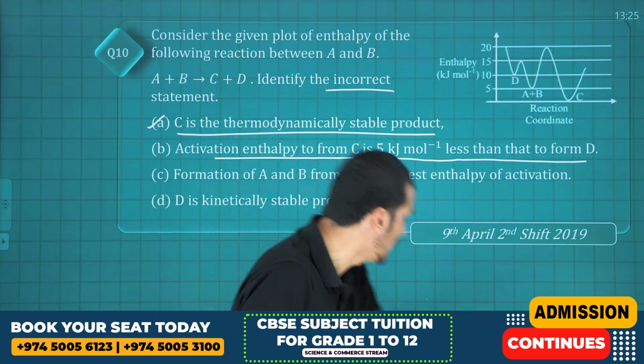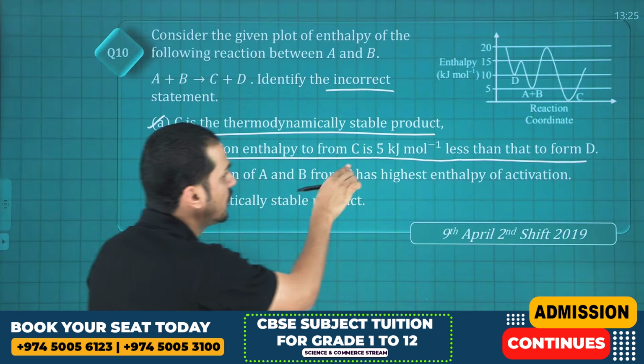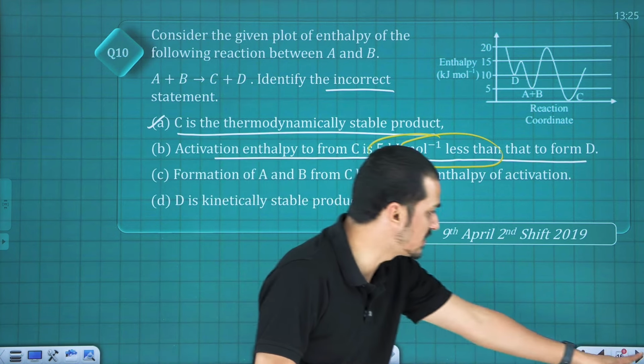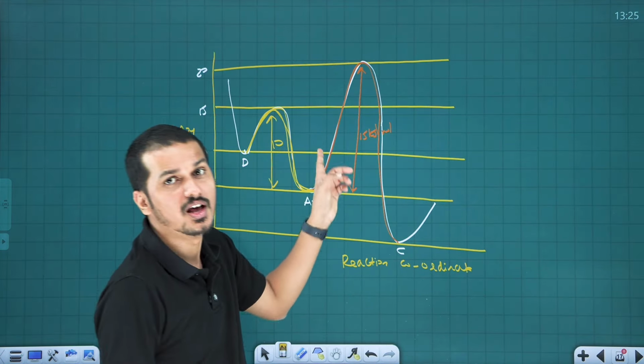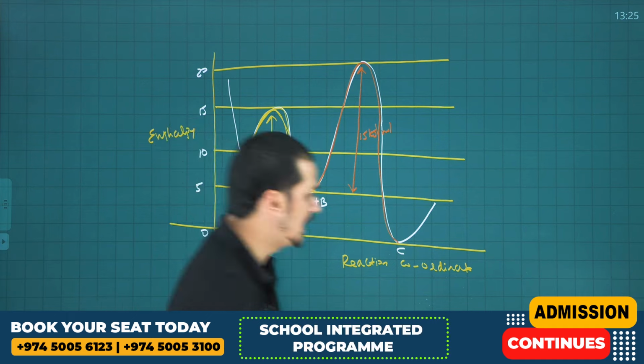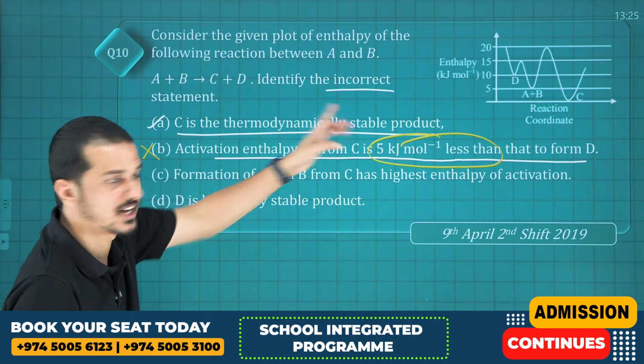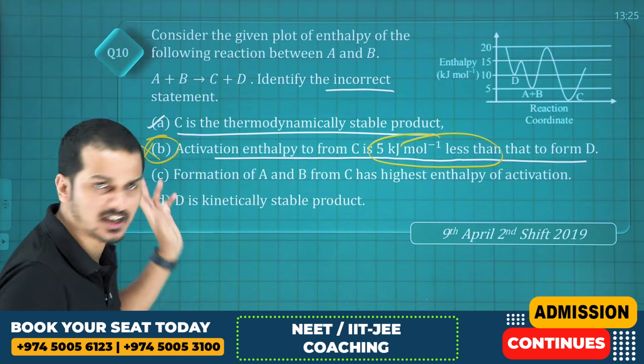But in our statement, what are they saying? Activation enthalpy to form C is 5 kilojoule per mole less than that of D. Wrong. 5 kilojoule per mole more is required. So that statement is wrong. They are asking about the incorrect one, so our answer is B. Let's look at the remaining also.